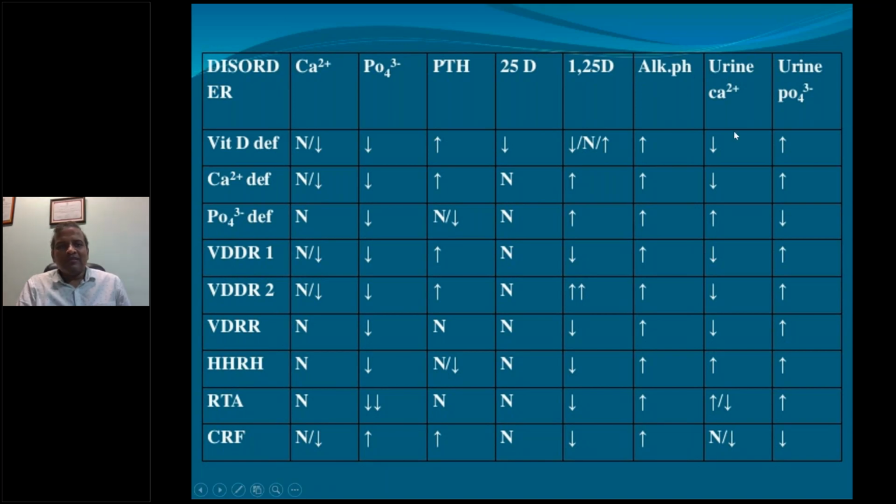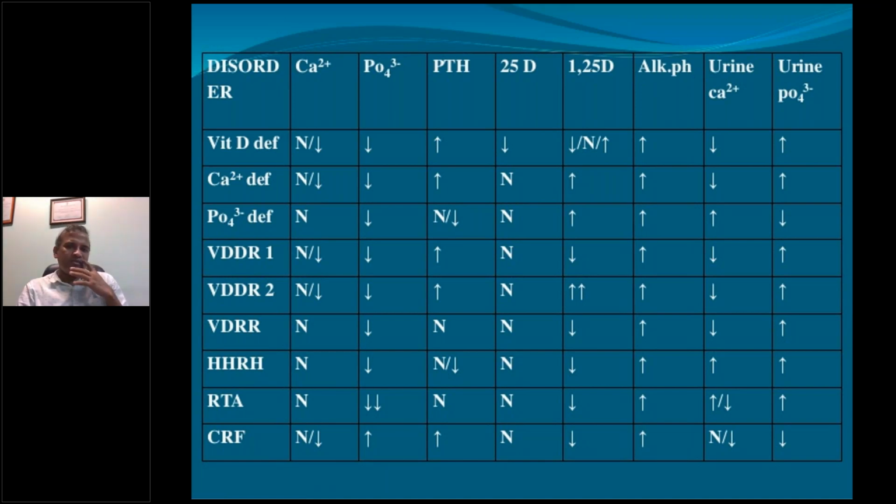Urinary calcium levels: if there is a deficiency in the body, it will be conserved more, leading to less excretion in the urine. But it will be increased when there is a phosphate deficiency or a renal-related issue. Similarly, urinary phosphate will be increased in vitamin D deficiency and most of the diseases, apart from phosphate deficiency. When there is a phosphate deficiency, the phosphate will be more reabsorbed, so that's why it is reduced in urine. In CRF also the urinary phosphate is reduced. Now it's basically a phosphate retention scenario.